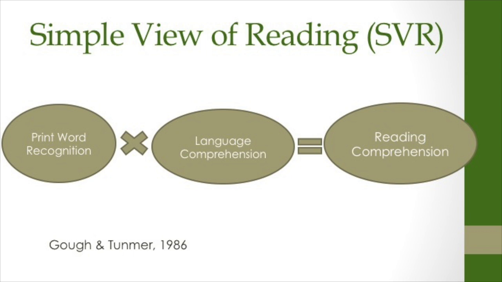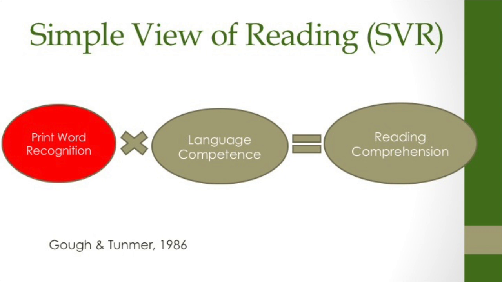So that's what the simple view of reading means. Now let's go through it more slowly to look at each of those two important component processes. The first component process that we're going to talk about in more depth is print word recognition.